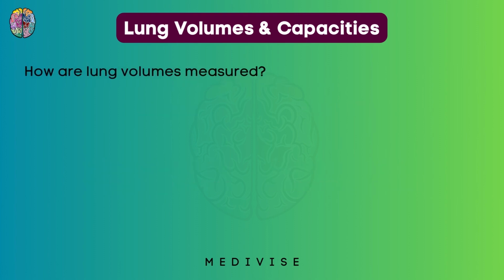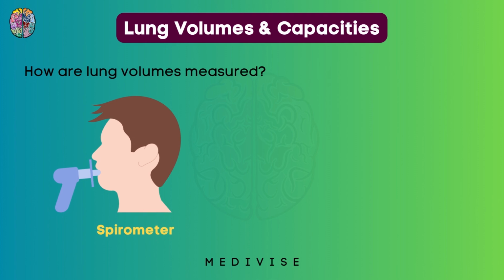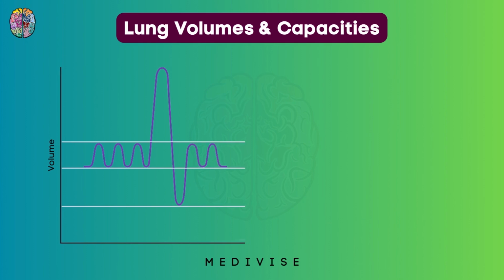Then, how are these lung volumes measured? These are measured with the help of a device called a spirometer. This is a device which measures the volume of air inspired and expired by the lungs. So, a graph similar to this is going to be made. Now, it might look a bit confusing right now, but trust me, I'm going to make it very easy for you to remember. So let's go step by step. First, we will be learning about 4 lung volumes and then 4 lung capacities. So let's start with the first one.